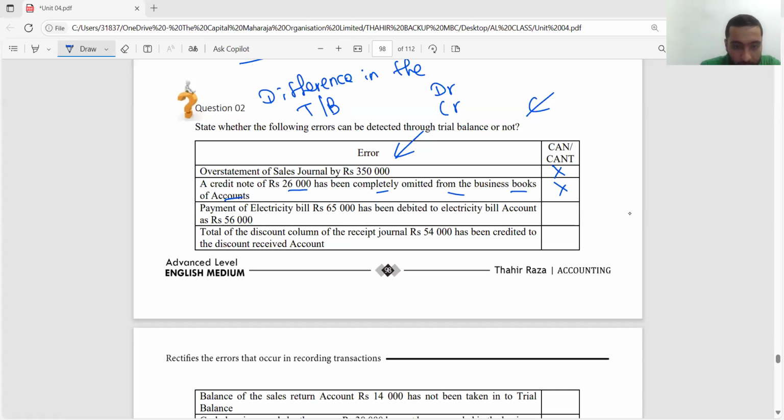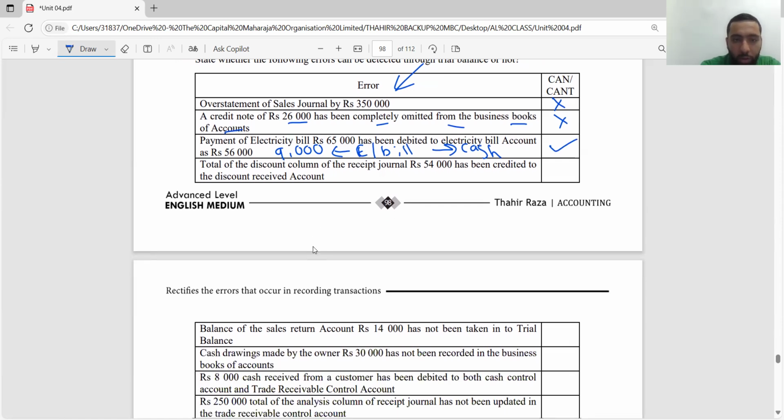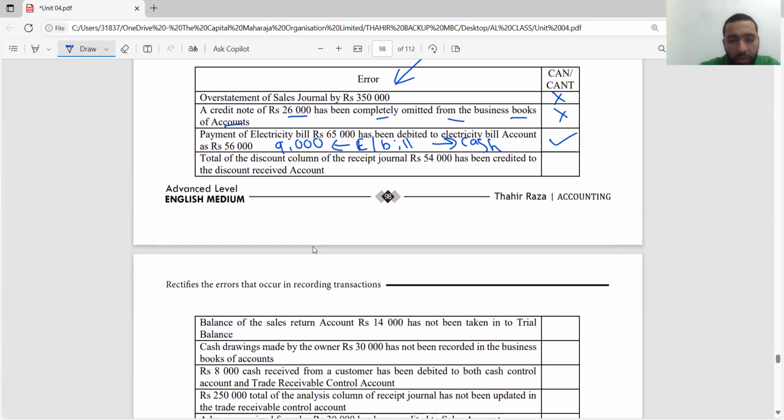Okay, 65,000 is mentioned as 56,000. It has been recognized 9,000 less only in the electricity bill account, while the cash account is correct. Then will there be a difference in the trial balance or not? There will be a difference. Right? Okay, I hope everything is okay. If you don't understand anything, put it in the chat box. Very simple. Please clear your doubts and go forward.